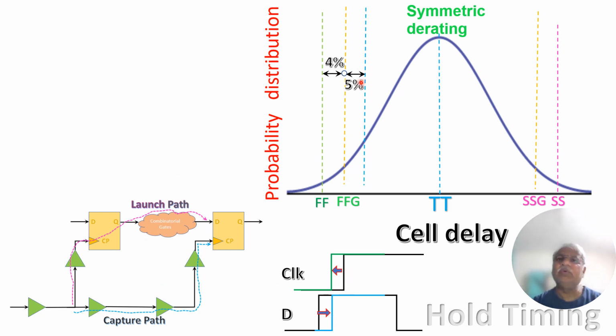So thus now the simulations that we have performed by accounting for the local variations through symmetric derating, we have improved the area and reduced the power dissipation. So thus this design became more robust. Okay, so that is how the FFG corner and SSG corner are benefiting compared to FF and SS corners.